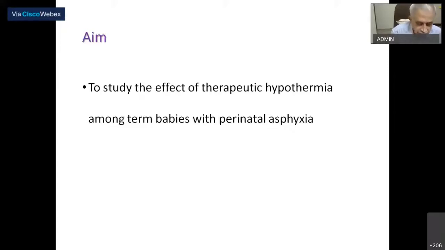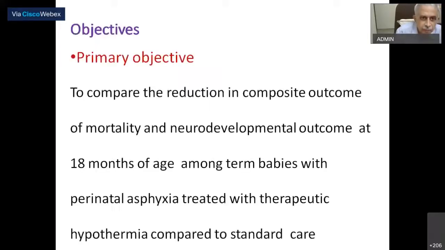So in the initial phase, we have done several studies on this topic. We wanted to see whether you give therapeutic hypothermia, whether those babies do better than those babies who are not given therapeutic hypothermia, but your regular treatment. So the primary objective is to compare the reduction in the composite outcome of mortality and the neuronal outcome at 18 months. So not only are you looking at immediate mortality, over 1.5 years, what happens to these babies?